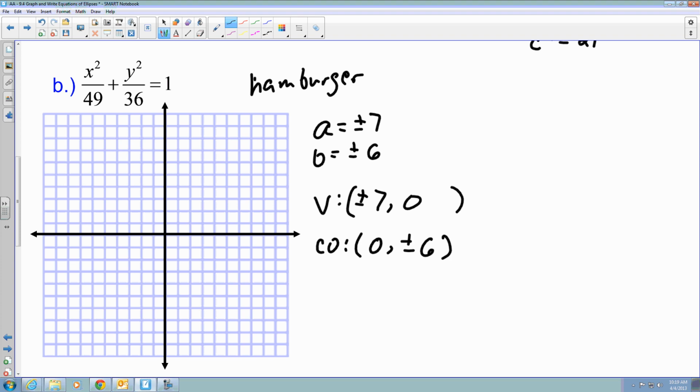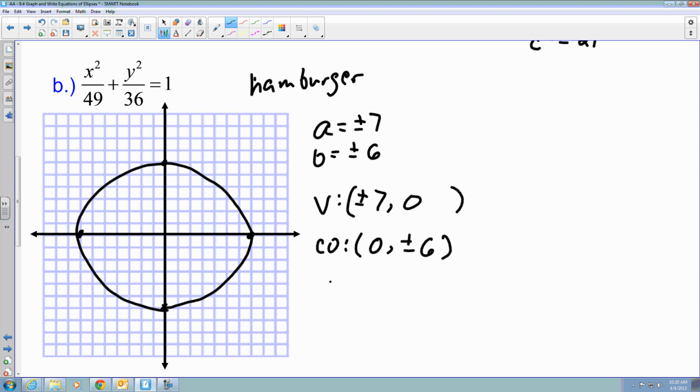So if I plot those, I go 1, 2, 3, 4, 5, 6, 7, and 1, 2, 3, 4, 5, 6, 7. And then I'm going to do my co-vertices, which are 0 comma plus or minus 6. So 1, 2, 3, 4, 5, 6, and then 1, 2, 3, 4, 5, 6. So when I make this ellipse, it connects here.